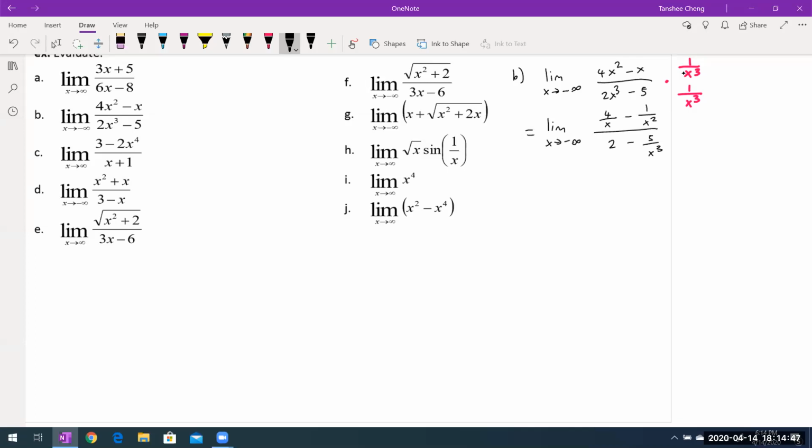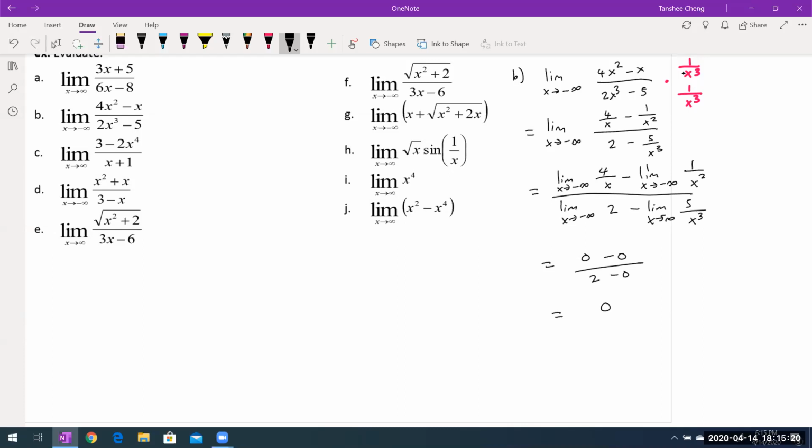Now, using the laws of limits, I can basically talk about limit as x approaches negative infinity of 4 over x minus limit as x approaches negative infinity of 1 over x squared, and limit as x approaches negative infinity of 2 minus limit as x approaches negative infinity of 5 over x to the third. So this gives us 0 minus 0 over 2 minus 0, which gives me the limit is 0. And that's what we got. So that's another way to approach it.